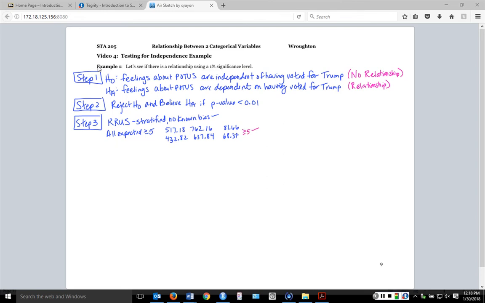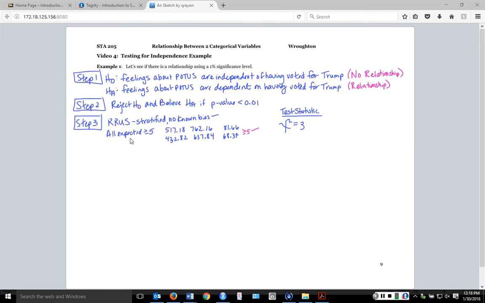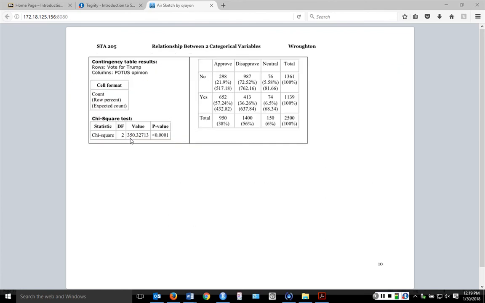Our other part of step 3 is our test statistic. Right now we'll just go ahead and list it, and then on the next page we'll actually calculate it. So our chi-squared from my output here is just this 350.327 number. So that's just coming from StatCrunch. Let's also go ahead and take a minute to show how that number was calculated though.